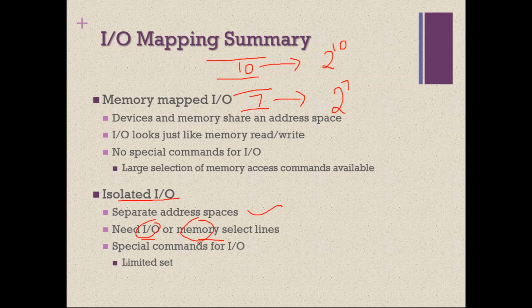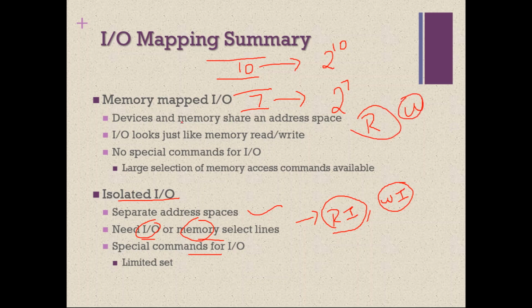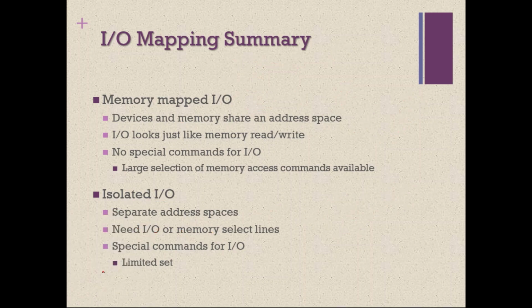And for IO lines there may be special commands. The command for memory will be different and the command for IO will be slightly different. For example, for memory read operation may be R, write operation may be W, whereas for IO read operation may be RI, just read from the IO device, and write operation may be WI, write to the IO device. Like that there will be some slight differences in the command. With this command itself you can understand, okay, this is an IO read, this is an IO write, whereas this is a memory read, this is a memory write, whereas in memory mapped IO you cannot make such differentiation. So this is the difference between memory mapped IO and isolated IO, right?